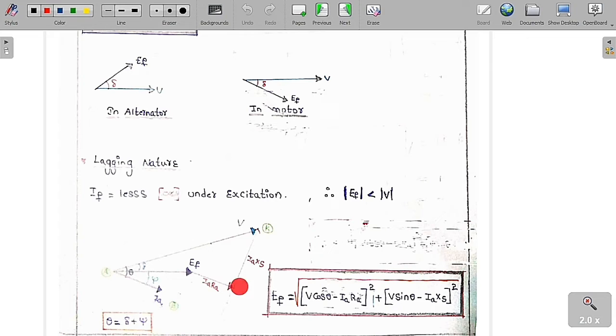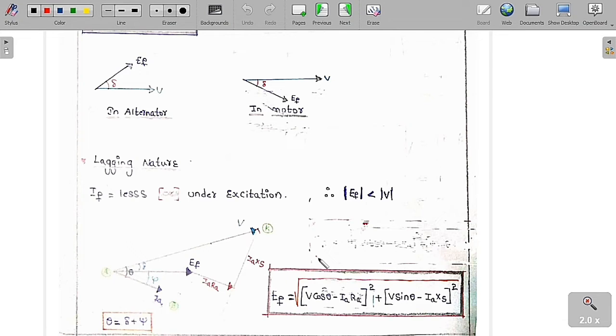Then this is IA into RA and this is IA into jXS. If you add all these vectors, we get the terminal or supply voltage, which is V. This is the vector that you get here. The angle between EF and V is called the load angle, delta. The angle between V and IA is called theta, and the angle between EF and IA is called the internal power factor angle, psi. From this diagram you can see clearly that theta is equal to delta plus psi.